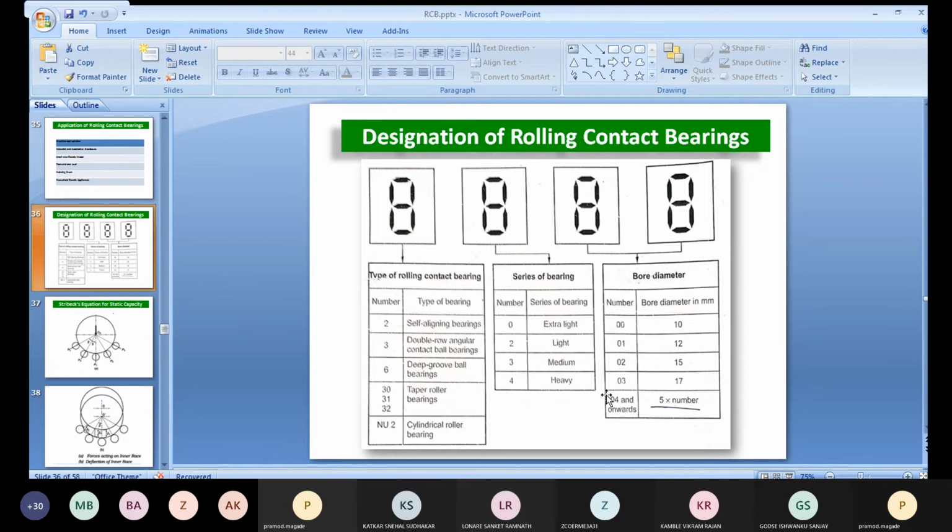कळतंय, जे काही येईल त्याला मल्टिप्लाय बाय 5 करायचं. सो म्हणजे काय, समजा शेवटचं 04 आहे. इन दॅट केस द डायमीटर विल बी हाऊ मच, टेल मी. If last 2 digits are 04, then what will be the diameter? 20. Correct, 5 into 4. ठीक आहे, 5 असेल तर 25 and so on, ते पुढे जात तसं जाईल. सो दिस विल बी द प्रॉपर डेसिग्नेशन ऑफ द बेरिंग.